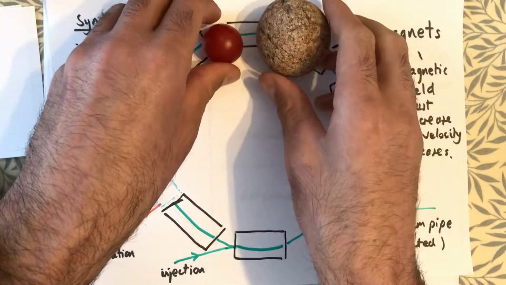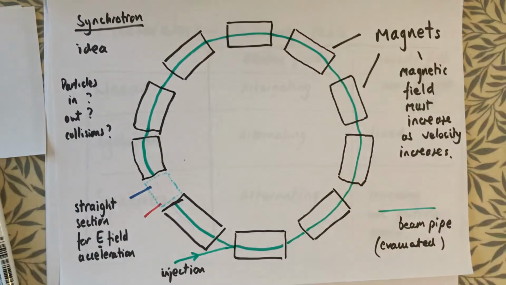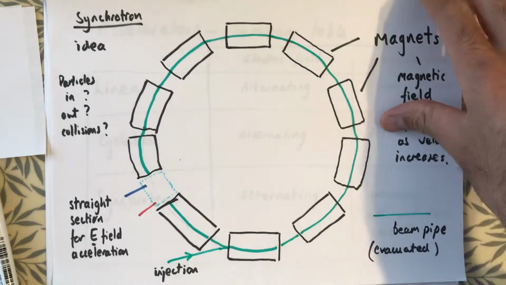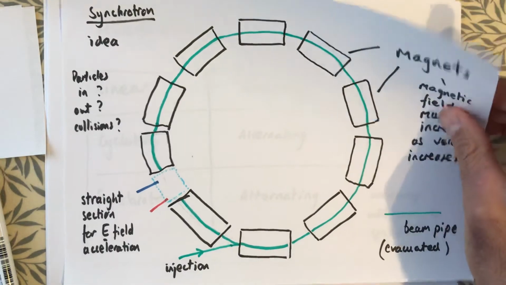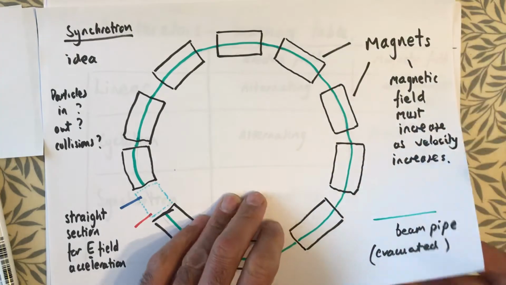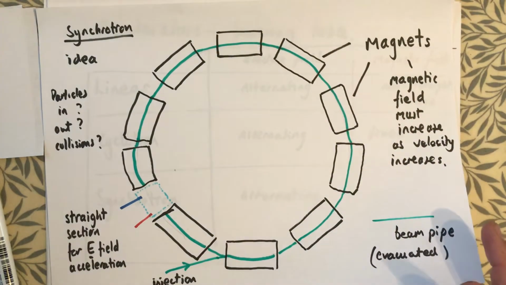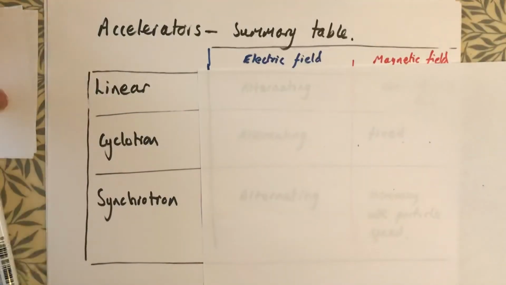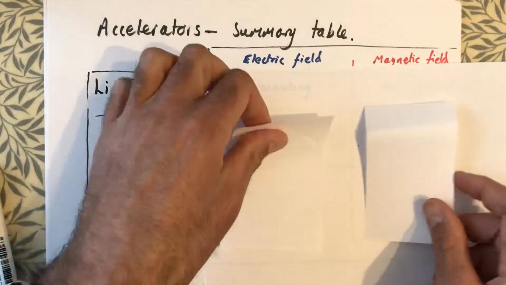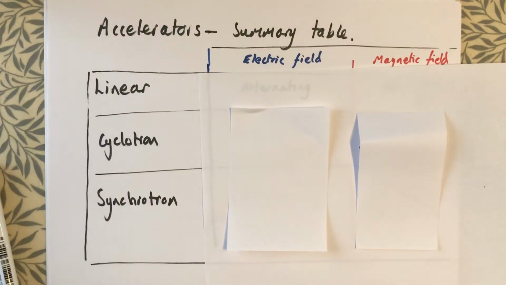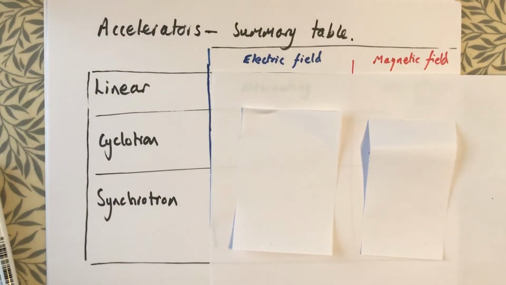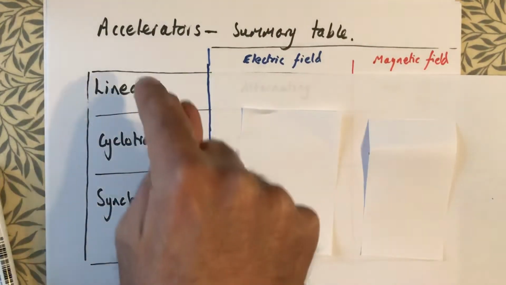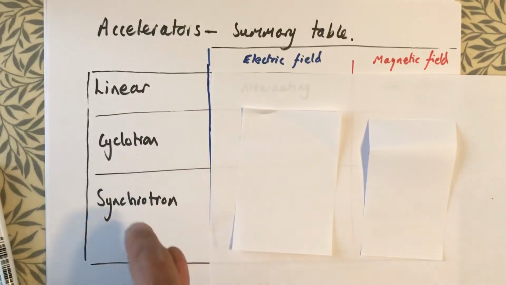If you wanted to take an interest in this, obviously there's loads more details, but that's the basics. Now, going back to compare these three different types, there are some interesting things to consider. If you understand them, you'll know about the magnetic fields and the electric fields in each one. So just to sum up: our linear accelerators, our cyclotrons, and our synchrotrons.